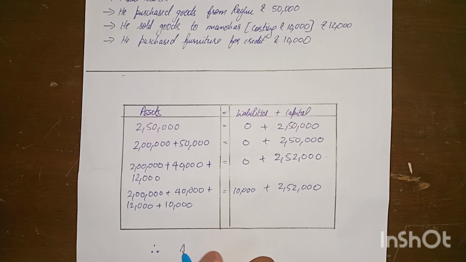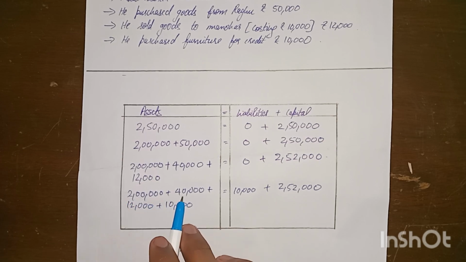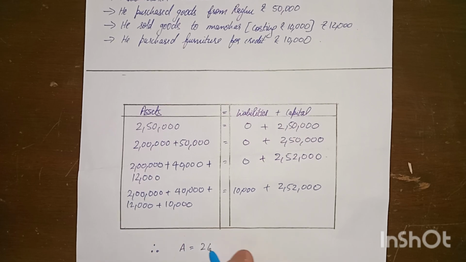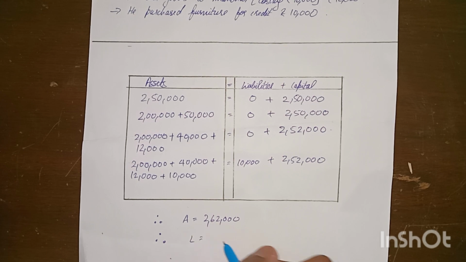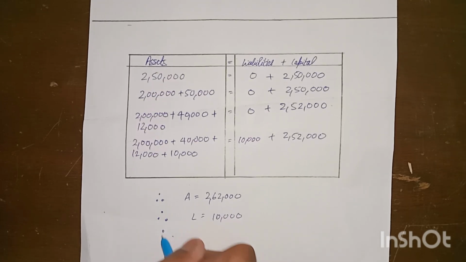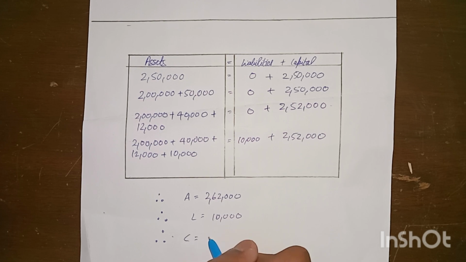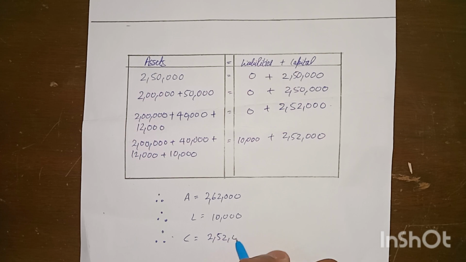Okay. Now we should write at last. Therefore, assets is equal to 2 lakh plus 40,000, 2 lakh 40, 2 lakh 50, 2 lakh 62,000. Okay guys, 2 lakh 62,000. Liabilities is equal to 10,000, and capital is 2,52,000. Okay guys.